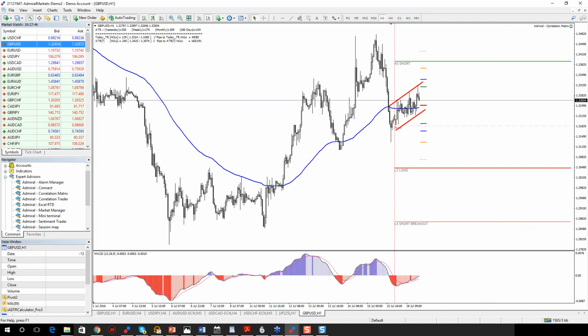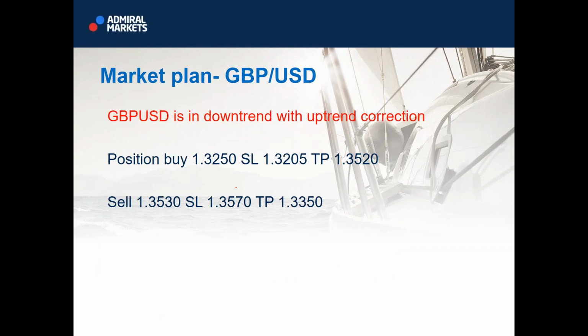Yeah, there is a divergence here indeed, and the price is going to the upside. Yes. Correct, Ron. And of course, if we don't see anything, maybe we should see sell. Sell is 35.30, 35.70 stop loss, and target price is 33.50.